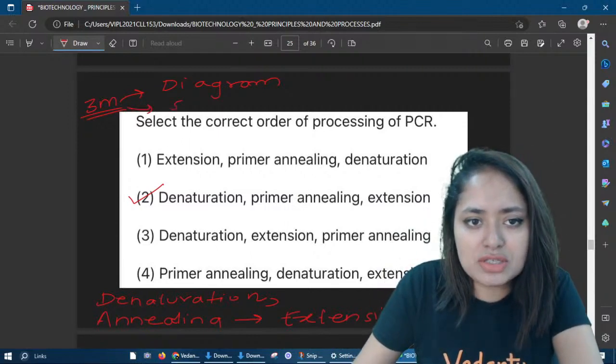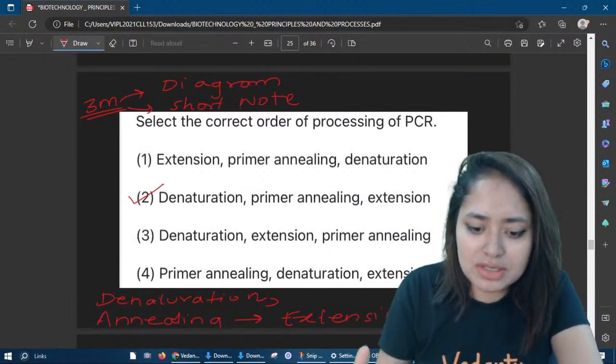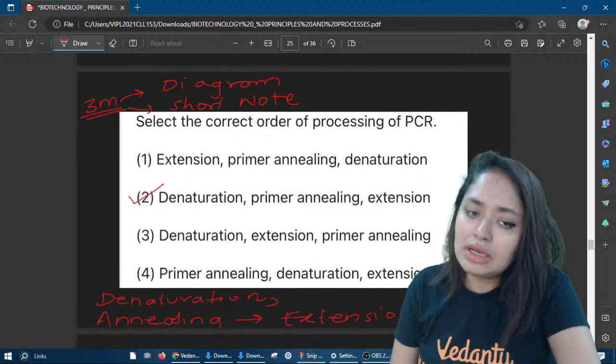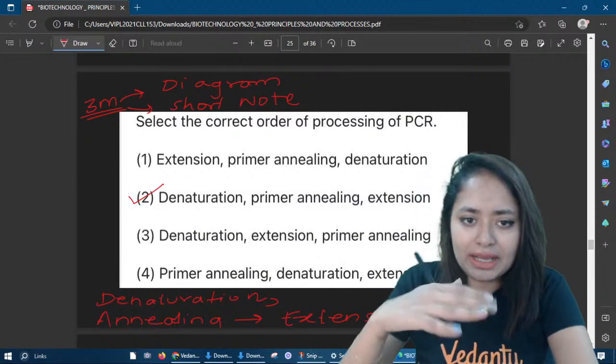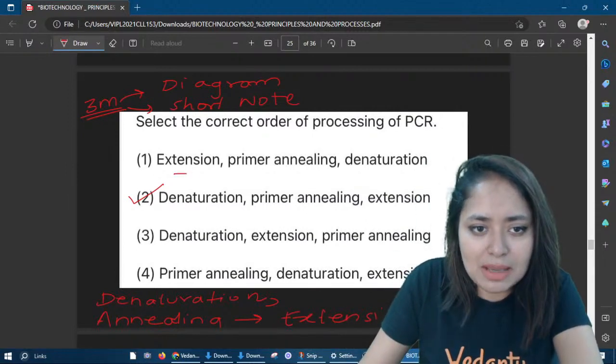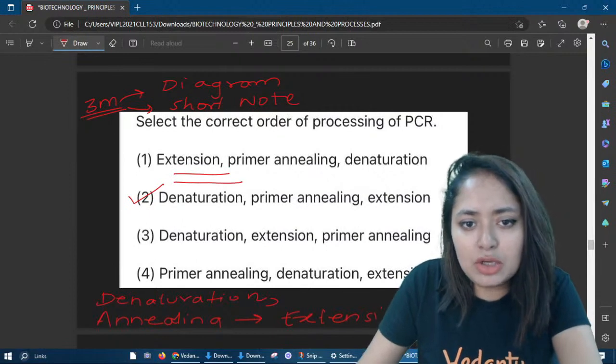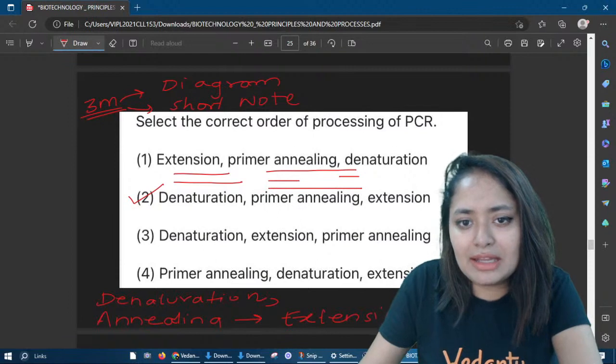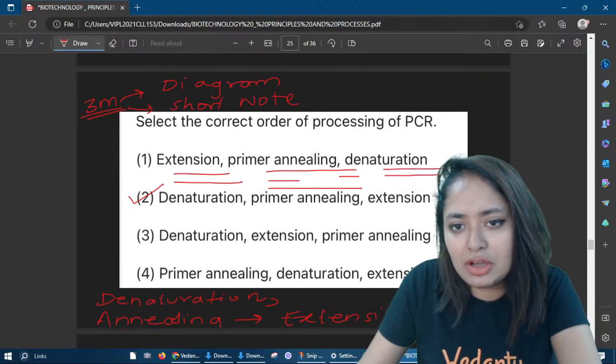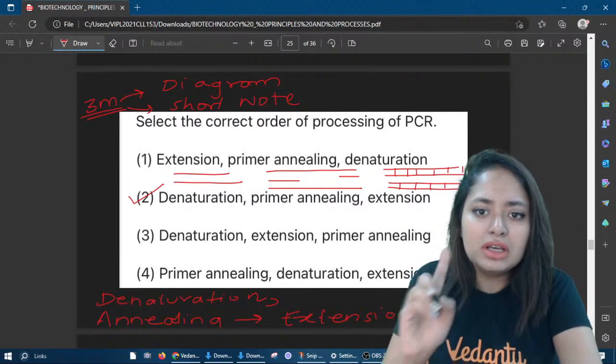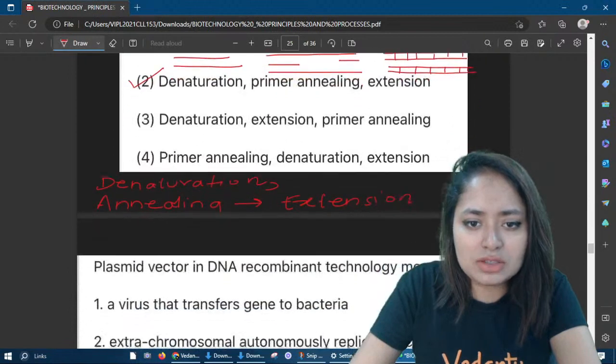This as a short note is very important. And now I have showed you as a MCQ also how it is important. Everybody has noted it down. Yes, denaturation, you break the DNA strands to make them separated. Okay, then you anneal them with the small RNA probes that are there. And then finally, extension will happen so that you end up with two double DNA strands. Correct, my dear children? Is this very clear? Let's go to the next question.